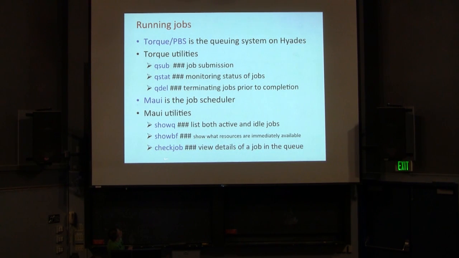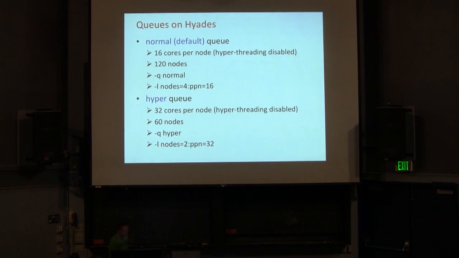Checkjob is also a useful tool. If for some reason your job gets stuck and you wait in the queue for a really, really long time, you can run checkjob with your job ID, and that will give you some idea why it is stuck or some other errors. So on Hyades right now, for the type 1 computer, we only have 2 queues. One is the so-called normal queue and the other is the hyper queue.